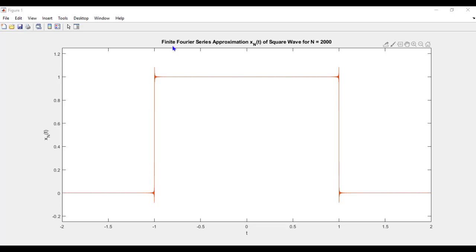And so as N increases, the ripples become compressed towards the discontinuity, but for any finite value of N, the peak amplitude of the ripples still remains constant. And this behavior is what's known as the Gibbs phenomenon.